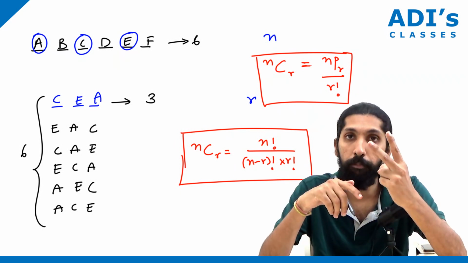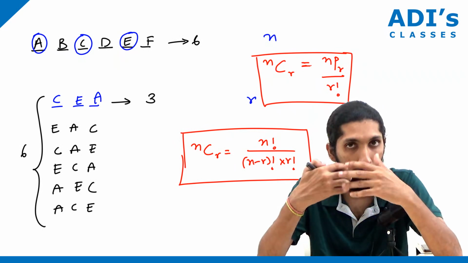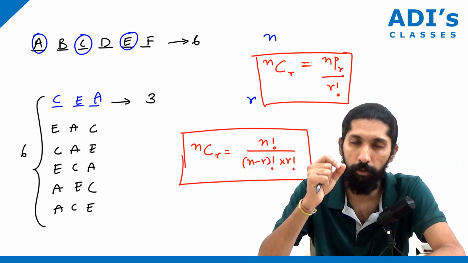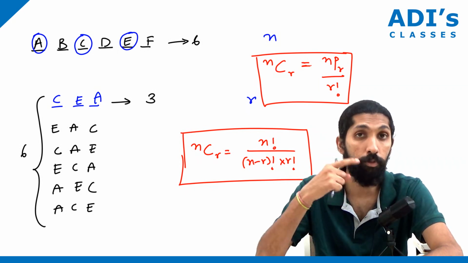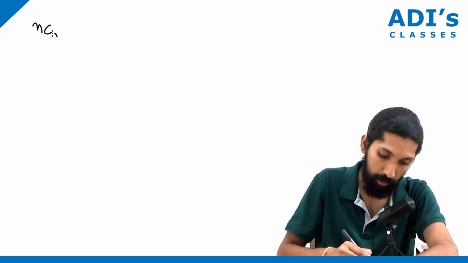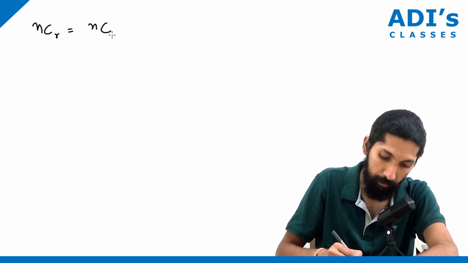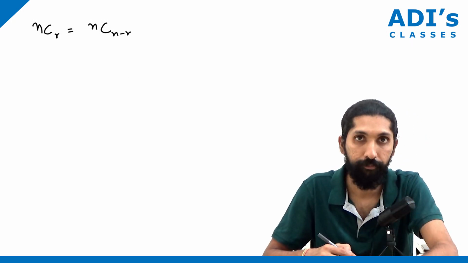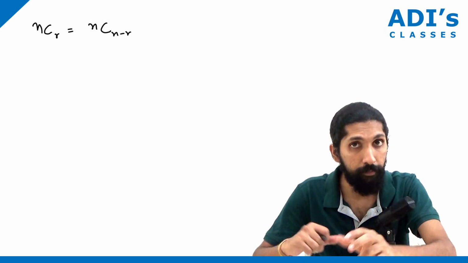Now there are two important formulas, or you can call them theorems, and we need to prove them. Let's do the two theorems. The first formula is nCr is equal to nC(n minus r). We need to prove it. It's a very simple theorem, so we'll expand and do it.